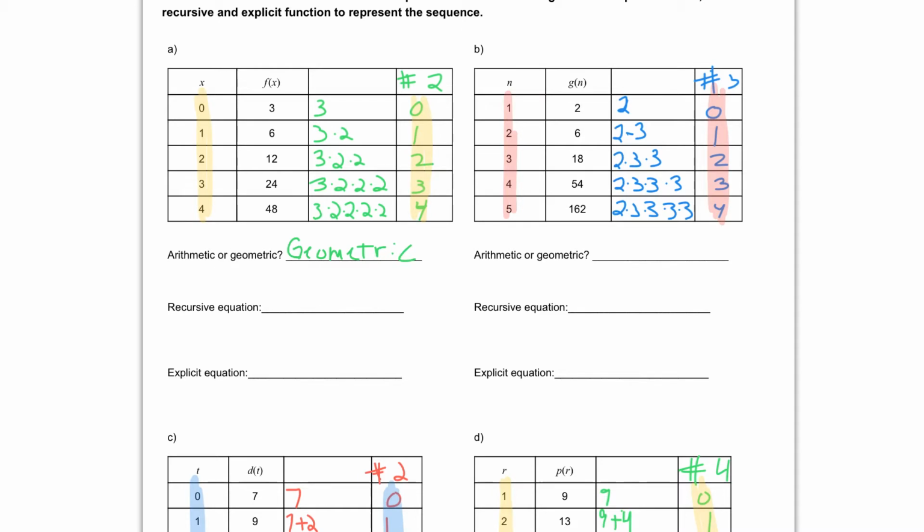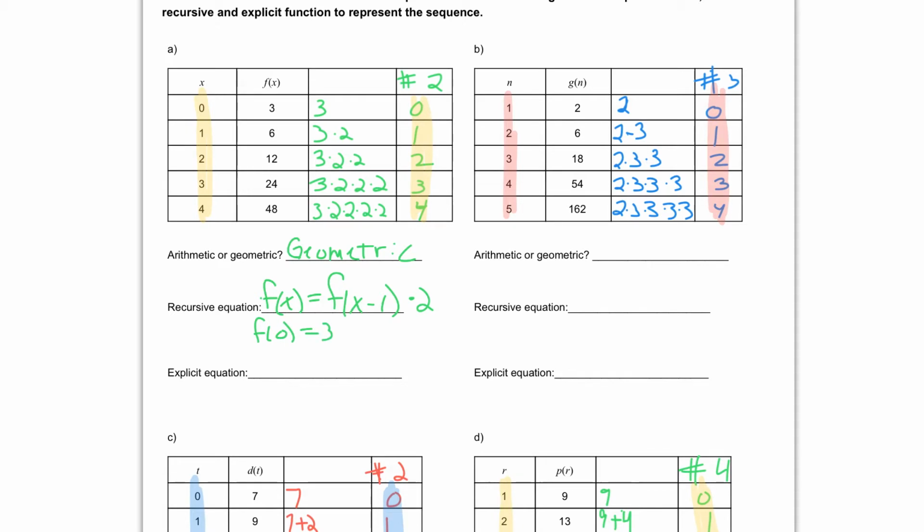Then I need my recursive equation. So my recursive equation, since I'm using f of x, I have f of x equal to my previous term, f of x minus 1, and I'm multiplying by 2 each time. And then I also have to list that first term. In this case, the first term is f of 0 equals 3.